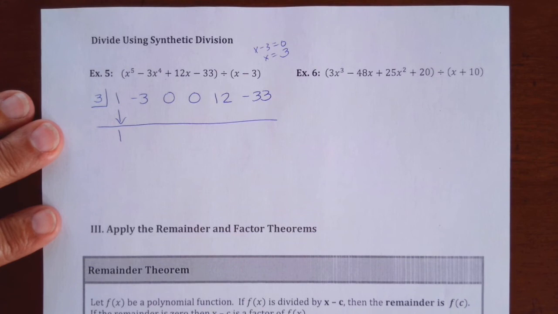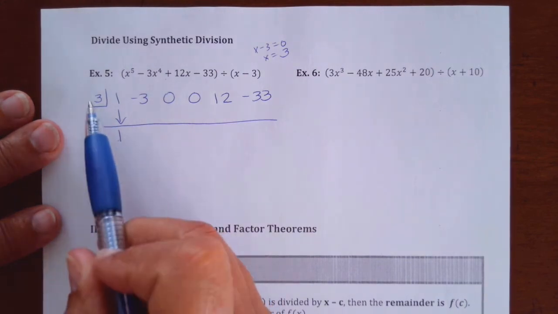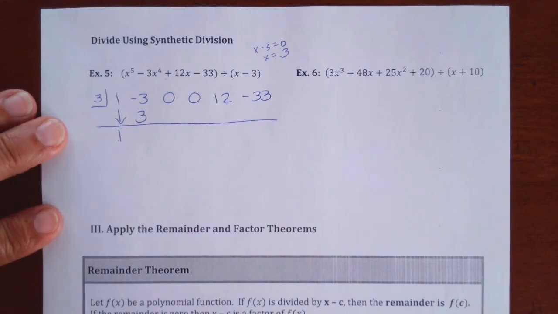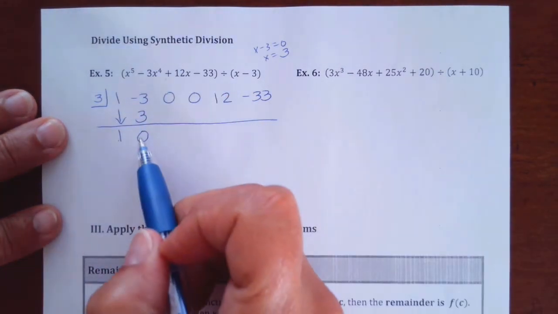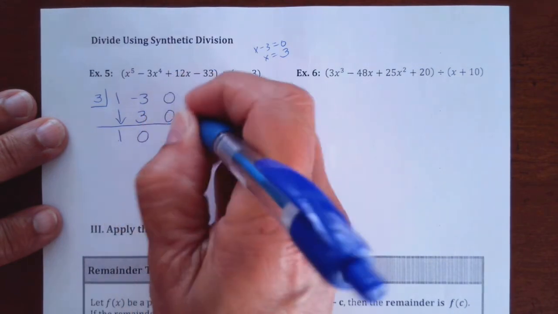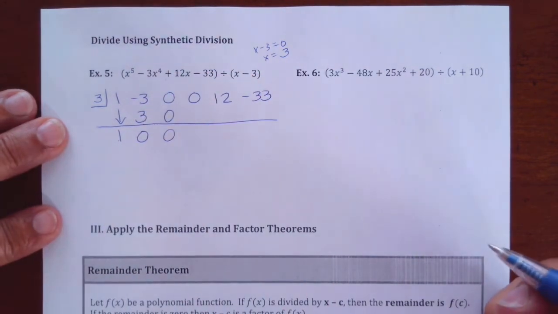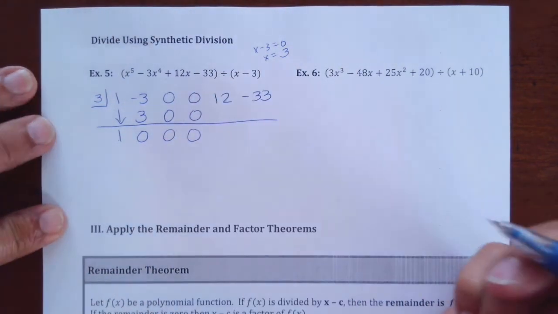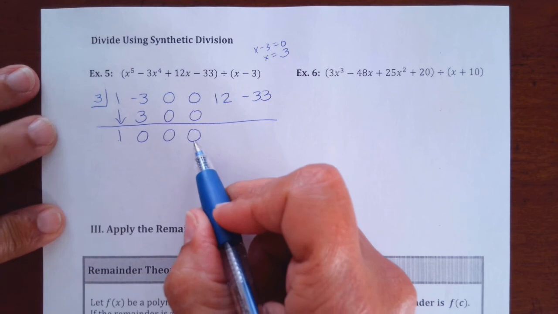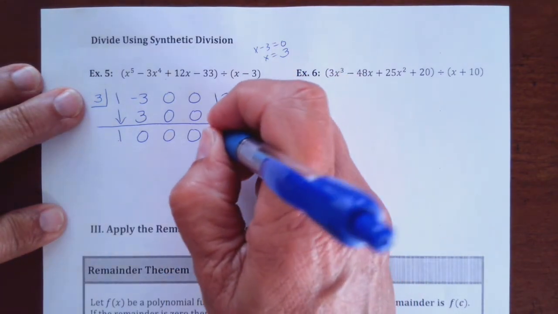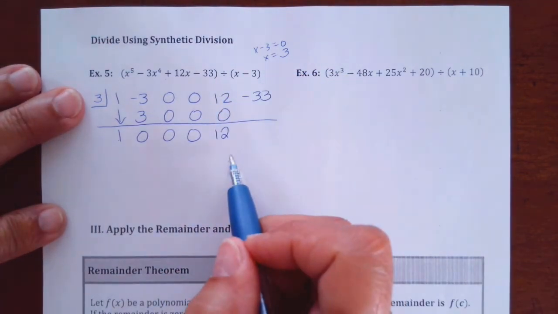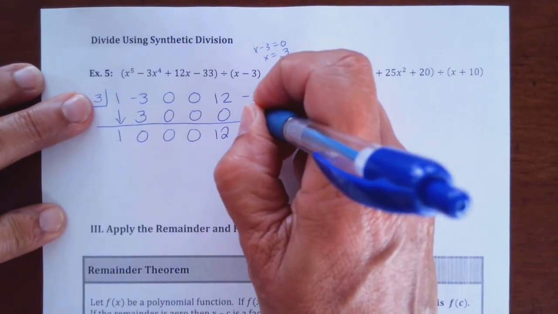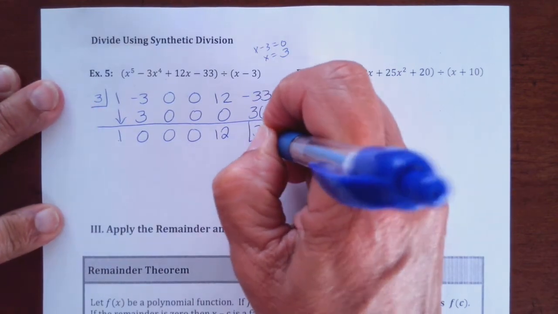Alright, then we just start multiplying. Anything below the line gets multiplied to that number, so 1 times 3 is 3, and you're going to add those together, so you get 0. We have 0 times 3, which is 0, add that column. Multiply, 0 times 3 is 0, add that column. Okay, multiply 0 times 3, we get 0, add that column, finally get out of that cycle, we get 12. 12 times 3 is 36, add that column, that is your remainder.